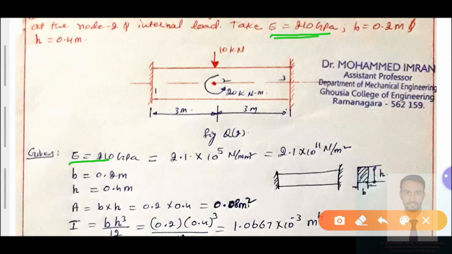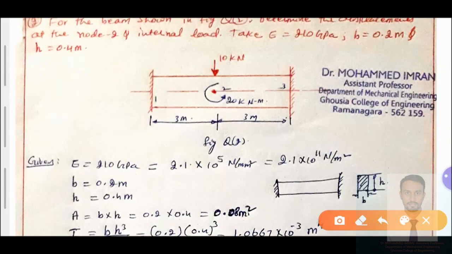We need to convert these gigapascals into Newton per meter square, since the dimensions are given in meters. First I'll convert gigapascals into Newton per millimeter square. It becomes 2.1 into 10 to the power 5 Newton per millimeter square. When I convert millimeter into meters, we know that it is 2.1 into 10 to the power 11 Newton per meter square. And they have given B is equal to 0.2 meters and H is equal to 0.4 meters.